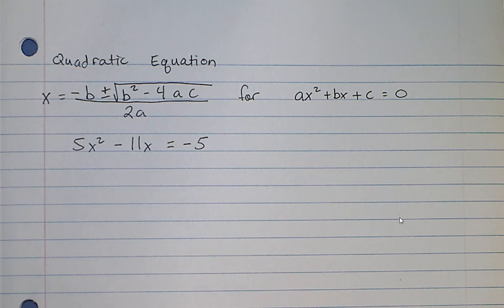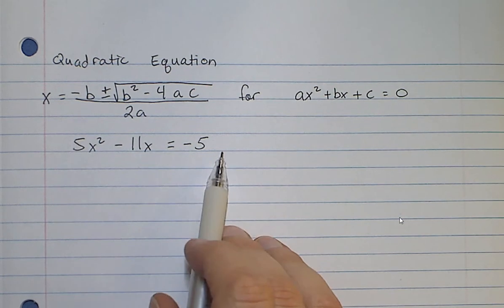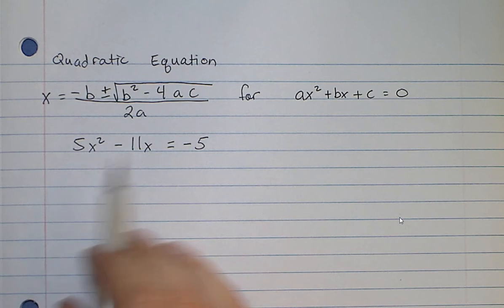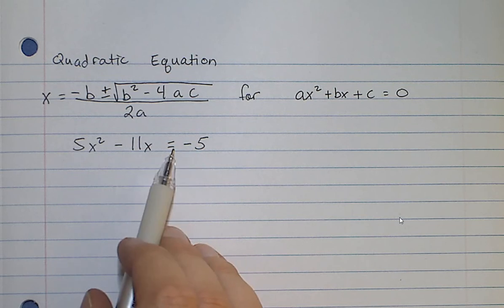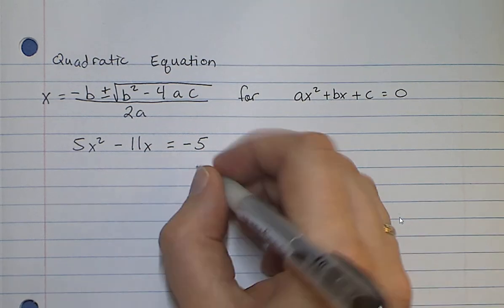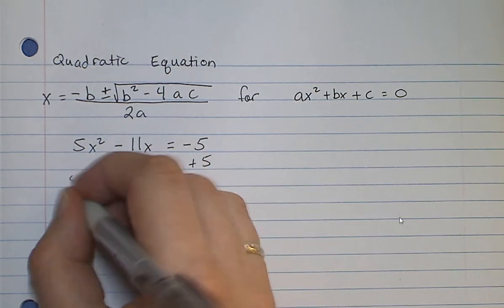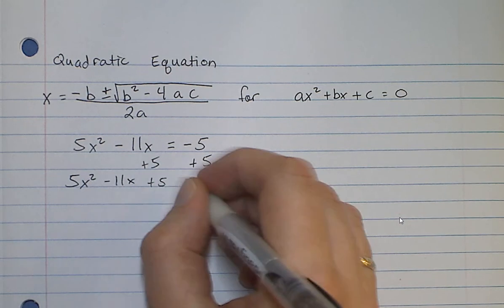The first thing you have to do for this is you want to get everything on the same side. So that means you either move the 5x squared and the minus 11x to the right, or you move the negative 5 to the left. So Tori, would you rather move the negative 5 or move these two? How do you move a negative 5? Awesome. So plus 5, plus 5. So this is going to be 5x squared minus 11x plus 5 equal to 0.